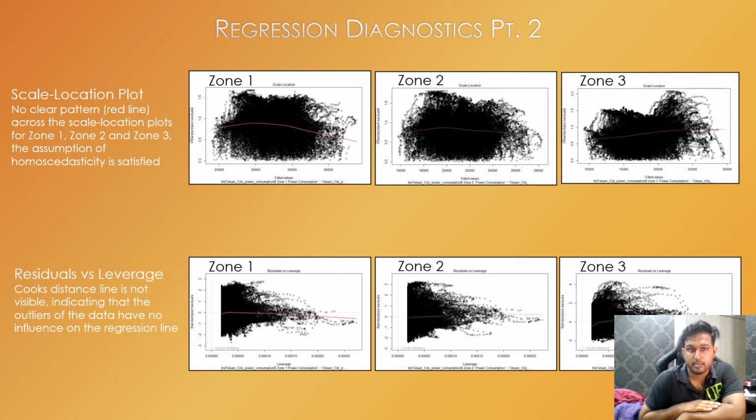And for the last part of the plots, residual versus leverage, we can see that Cook's distance is not even visible in any of the graphs. So this does tell us that there is no influence of outliers in our data and on the regression that we have done.